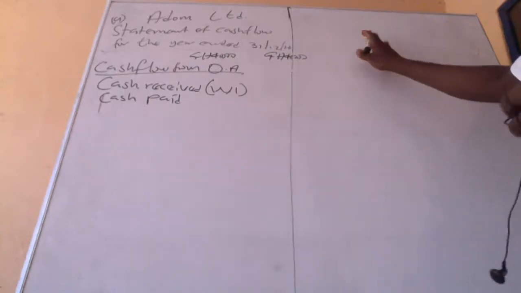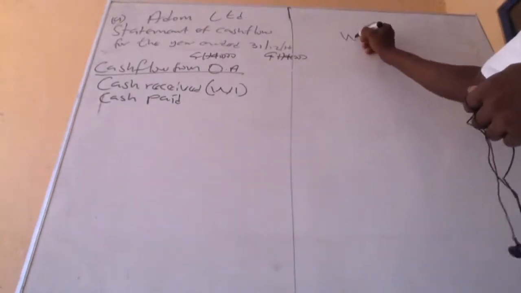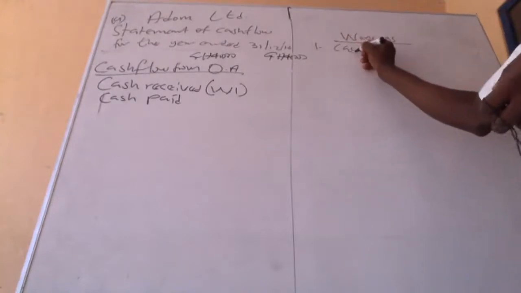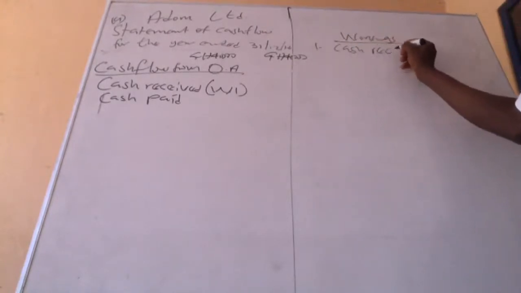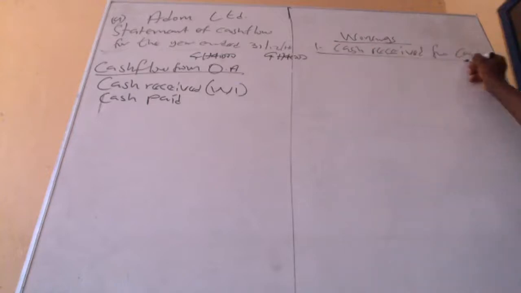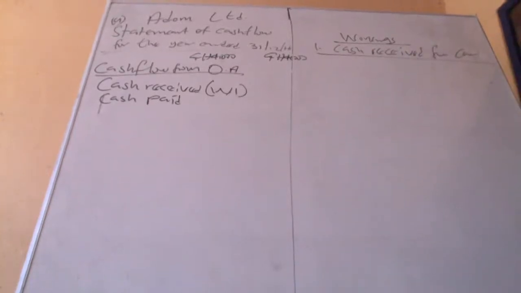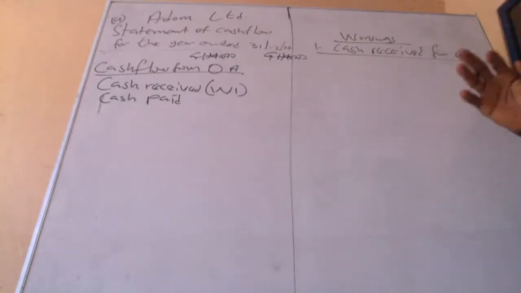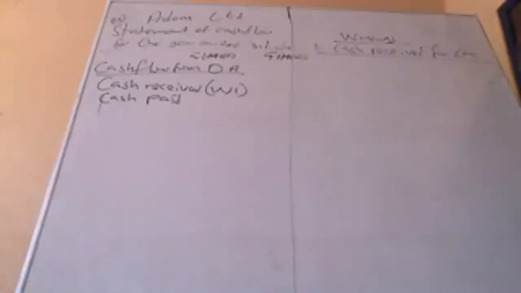So this session, they are my workings. Workings 1, cash received from customers. Good. As usual, you remember the format, right? Keep it short and simple. Three steps: open balance, that item, less closing balance, that's the receipt or paid. You are done.